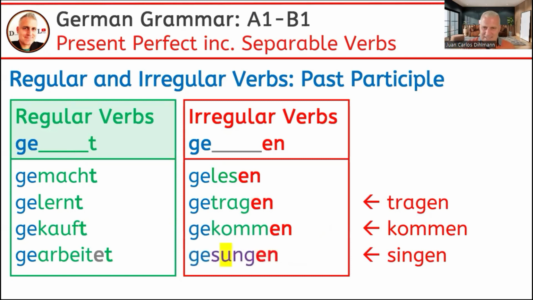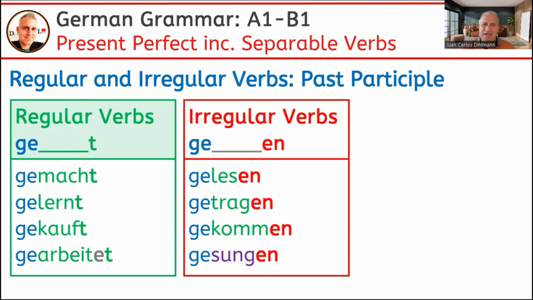Oh, it's not gesingen, it's gesungen. So it's totally irregular. But it looks like the English to sing, sang, sung. Gesungen is like the English sung. Many verbs just have, let's say, a regular verb root, like les, trag, komm. They get the g in the beginning and the ending n. But of course, we also have a lot of verbs that are even irregular concerning the verb root.